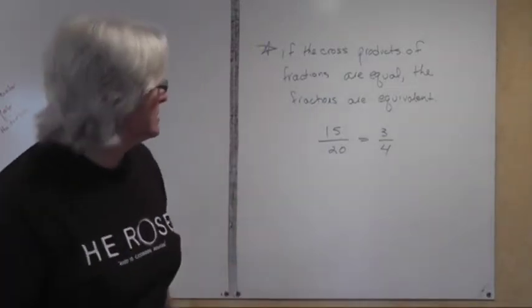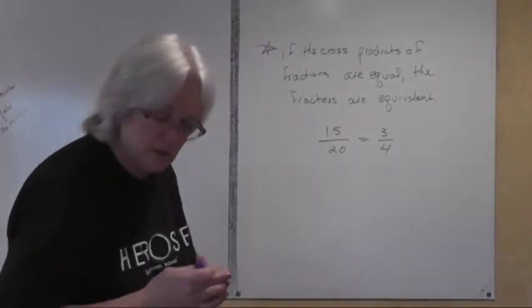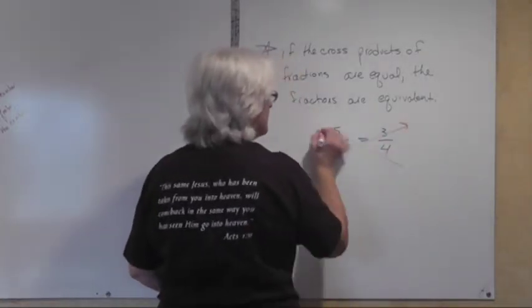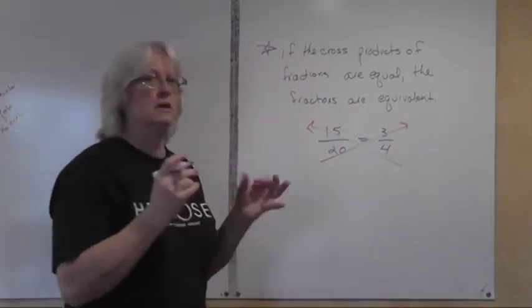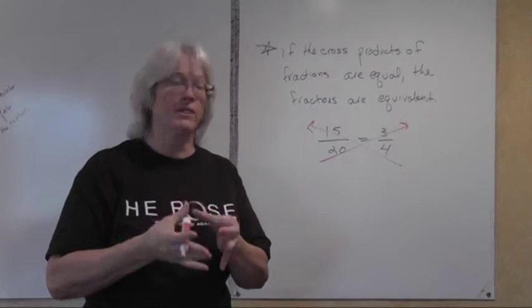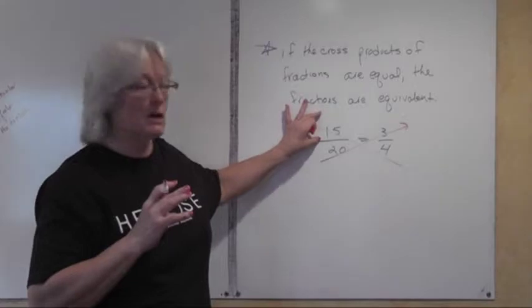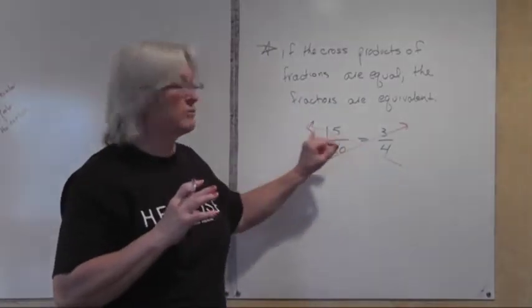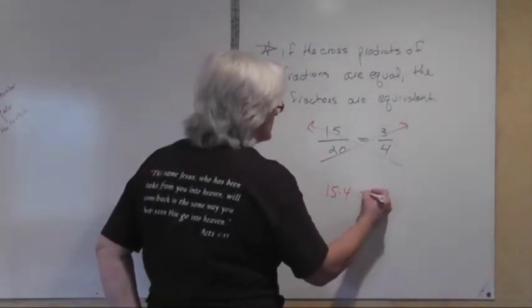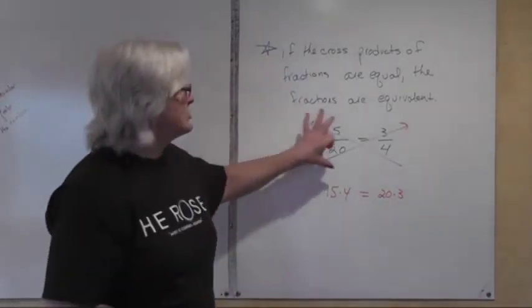But what are cross products? The cross products are what result when you multiply together opposite factors. If those cross products are the same, then you know that the fractions are equivalent. We're always going to start on the left-hand side with the product from the numerator. So let's see if it's true that these two fractions truly are equivalent.